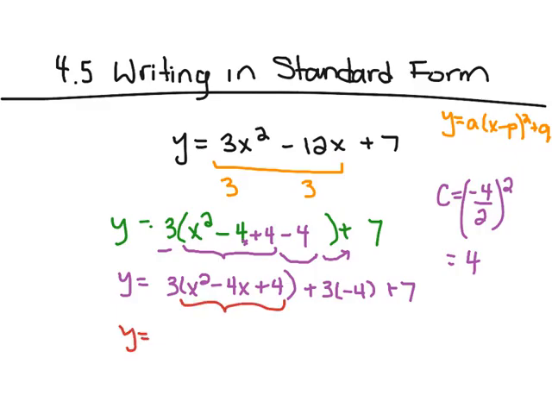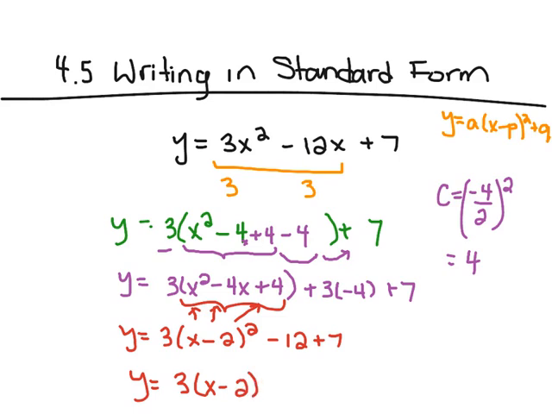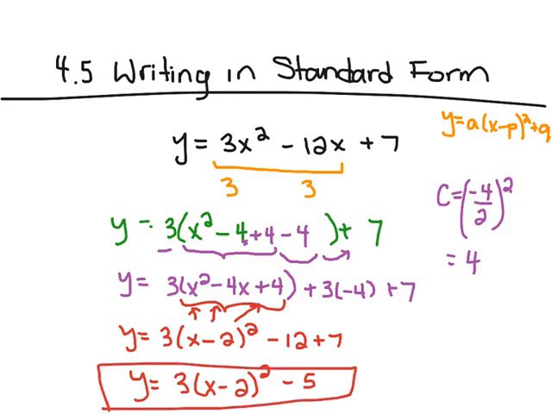So we get y equals 3(x minus 2) squared: the square root of your first term, the sign of your second term, the square root of your last term, minus 12 plus 7, and minus 12 plus 7 is negative 5. So we have 3 bracket x minus 2 squared minus 5. And now it is in standard form.